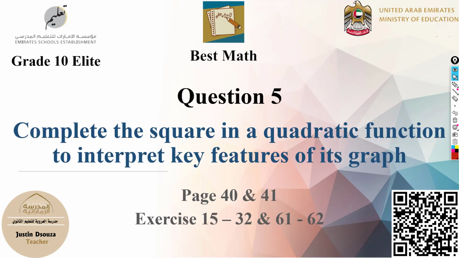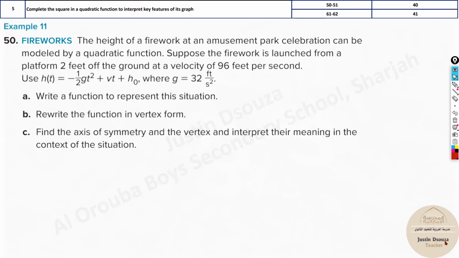Moving to question number 5, it is to complete the square in a quadratic function. This is called the completing the square method. We will learn about that, and then to interpret key features of its graph. Now here you have real world problems and you have to do 3 questions. I don't know how exactly it will be asked in your exam, because this is MCQ. You might be asked any one of these. Maybe to write the function in vertex form, or to represent the given equation with all the substitutions, or to find the axis of symmetry, any one. We will look into all the three now.